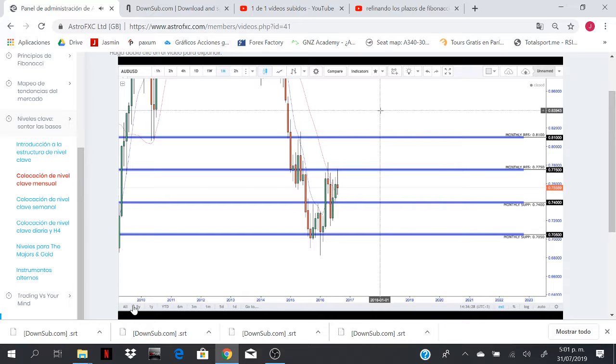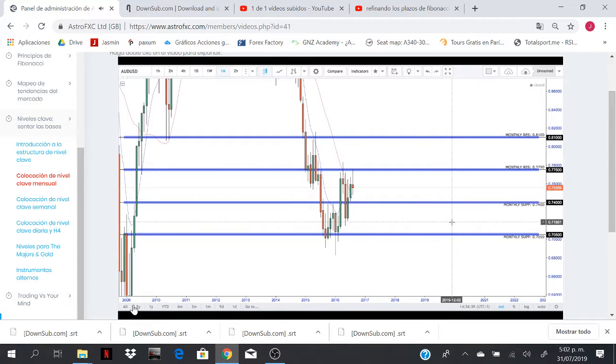What we're now going to do, we're going to jump down to the weekly time frame in the next video on the Aussie dollar. I'm going to show you how to plot those levels on there as well. So we're going to be going mid-range here, mid-range here, mid-range here, and then things will start to come together. So that's the monthly on the Aussie.